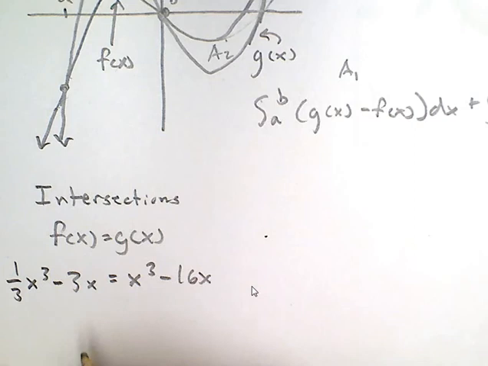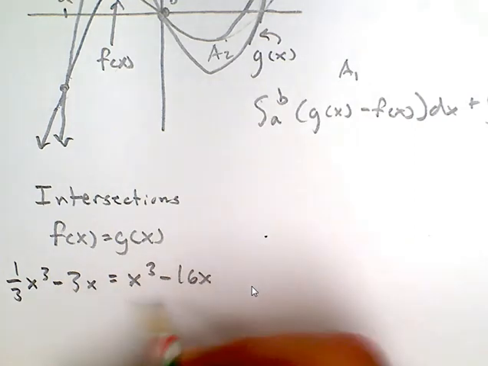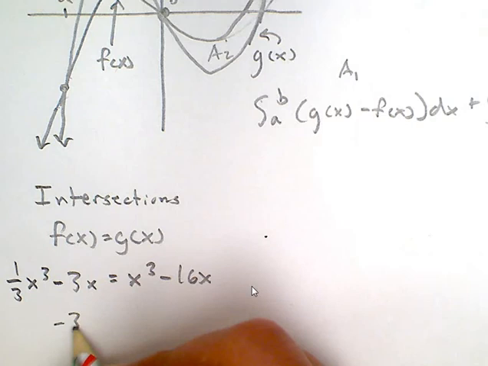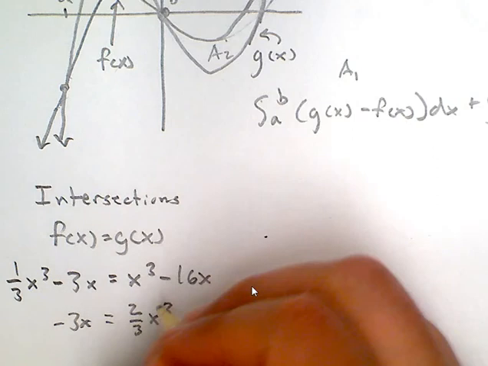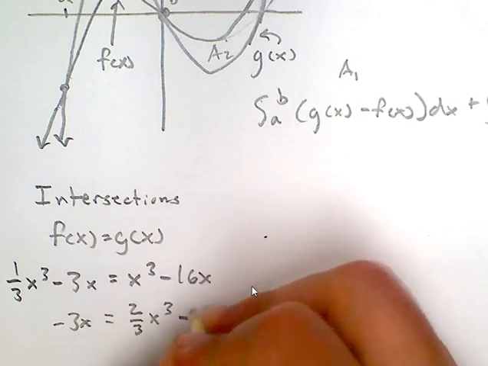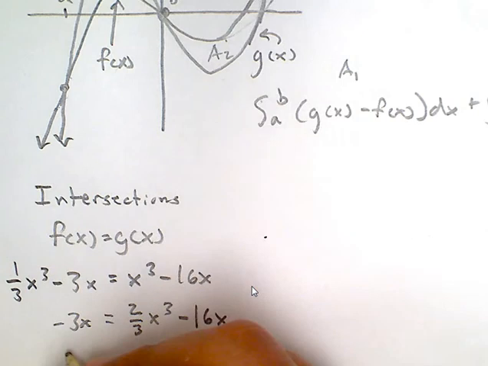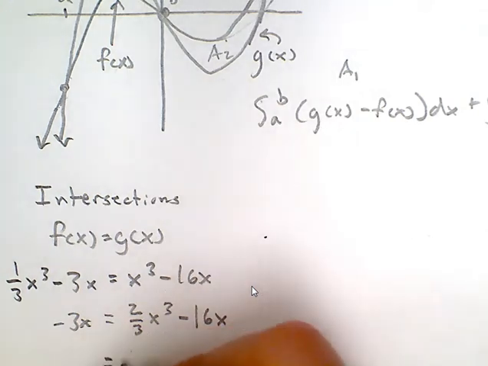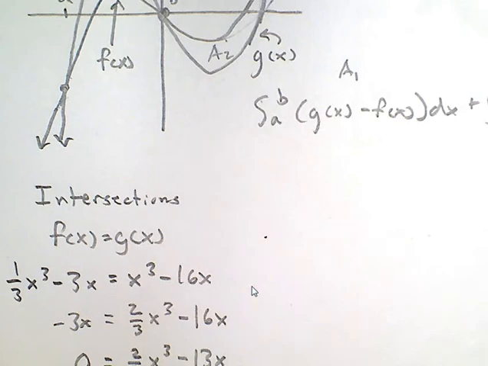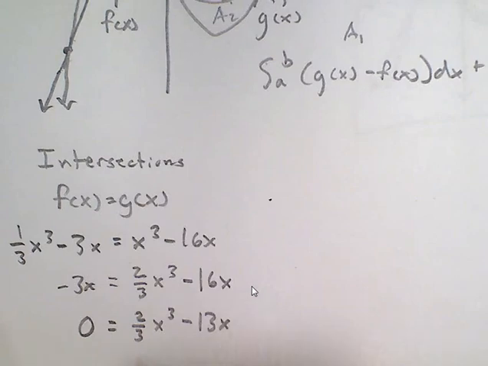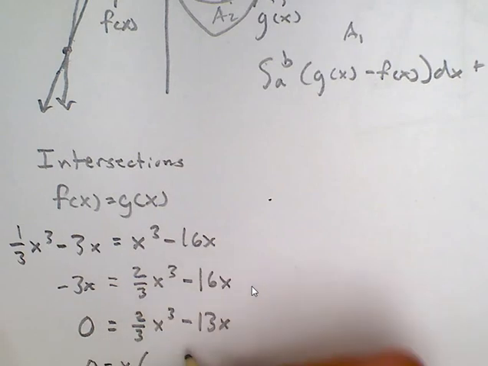Alright, so what I'm going to do is subtract the 1/3 x cubed from both sides, so negative 3x equals 2/3 x cubed minus 16x. Okay, and then add the 3x to both sides. I get 0 equals 2/3 x cubed minus 13x. Okay, now I can factor. I want to solve, so I factor out an x. I'm left with 2/3 x squared minus 13.